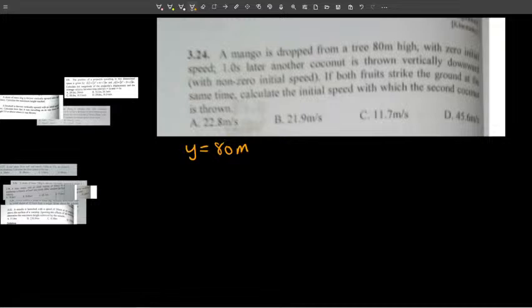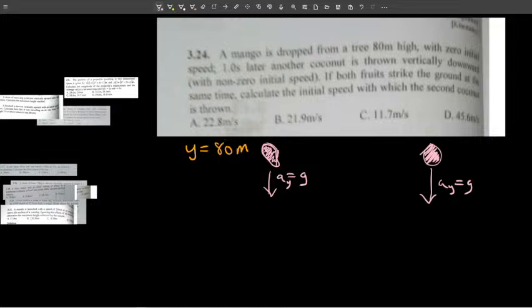Let's say 1 second later, we have a coconut. Let me draw that. This is the mango, I can't really draw, so it's a mango fruit. It was dropped. Now say 1 second later, another fruit, a coconut, is dropped. It was thrown vertically downward. One thing that they both have is a. So ay here is g, and also here ay is equal to g. They said both fruits strike the ground at the same time.